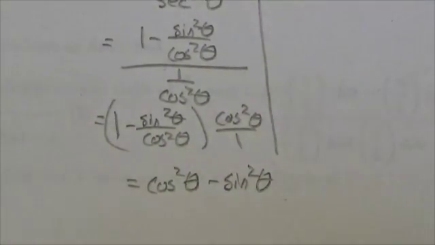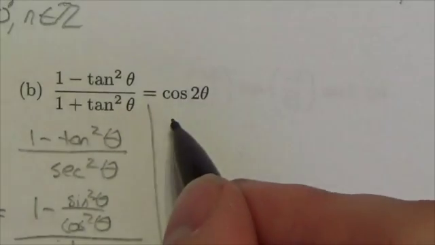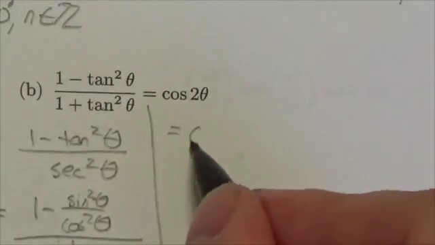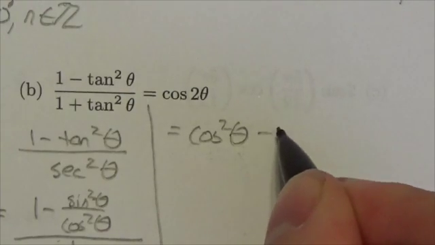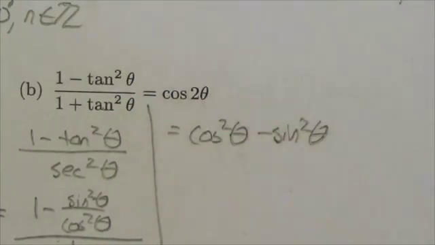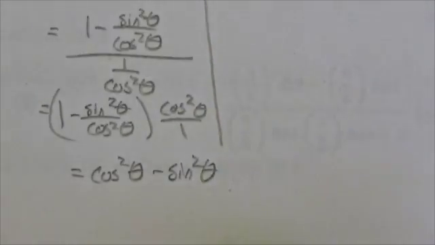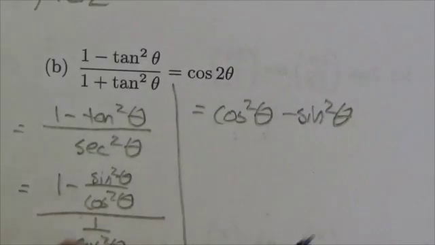But that's great. That's exactly what I want, because one of the expressions for cos of 2 theta is cosine squared minus the sine squared. And so there we go. We've been able to demonstrate, kind of independent of each other, that both sides of this identity are equal.